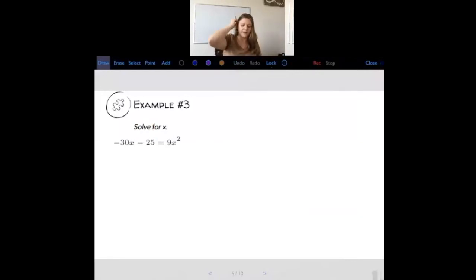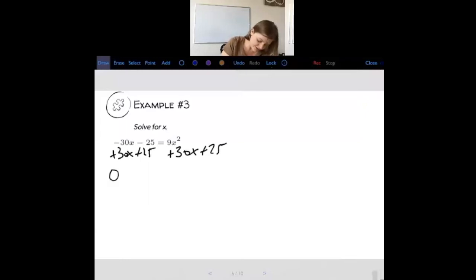Solve for x. So negative 30x minus 25 equals 9x squared. Again, I keep my x squared positive. So I'm going to move over the 30x and the 25. So plus 30x plus 25 on both sides. So we have 0 is equal to 9x squared plus 30x plus 25.